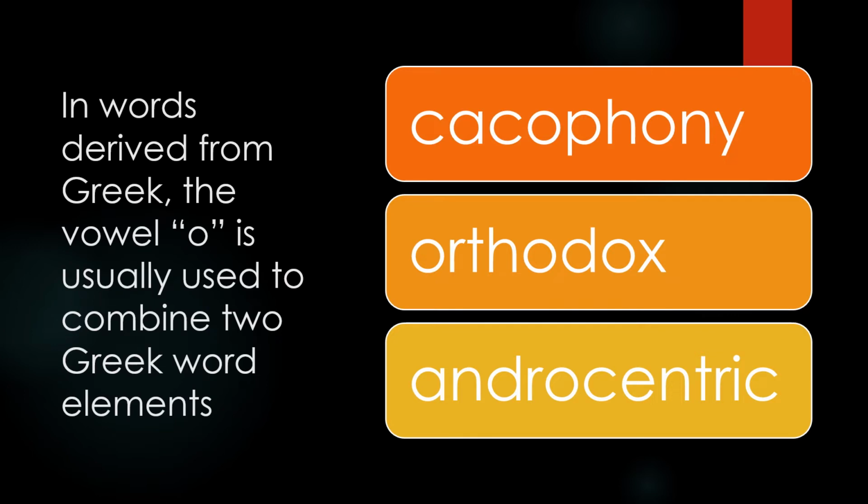Cacophony, orthodox, androcentric. In words derived from Greek, the vowel O is usually used to combine two Greek word elements. So I have CAC and I have phony, and the O combines them. I have ORTH and I have DOX, and the O combines them. I have ANDR and I have CENTRIC, so ANDR and centric are combined with the vowel O.